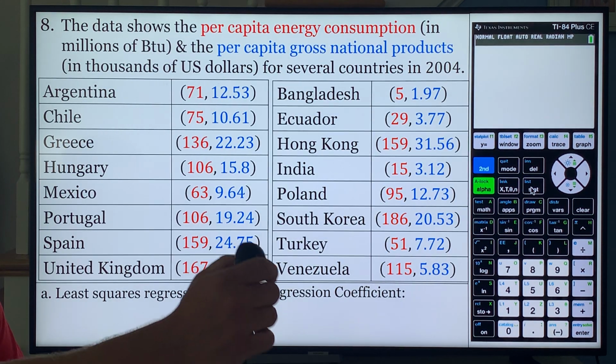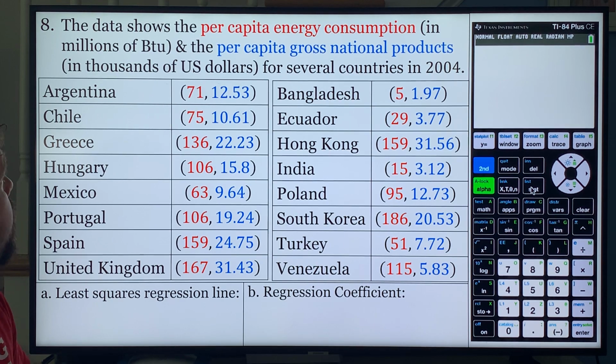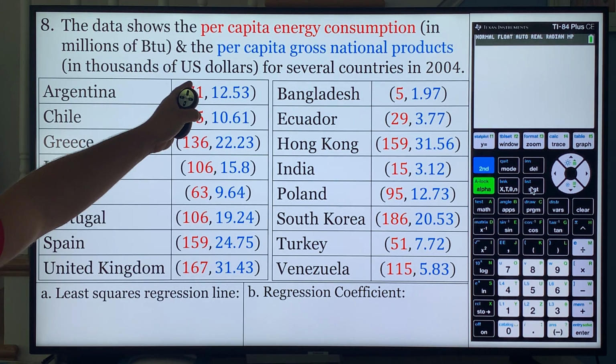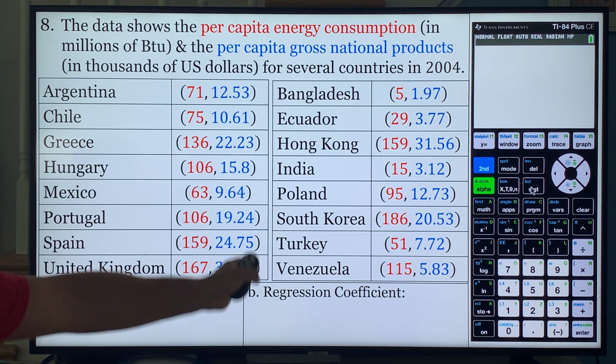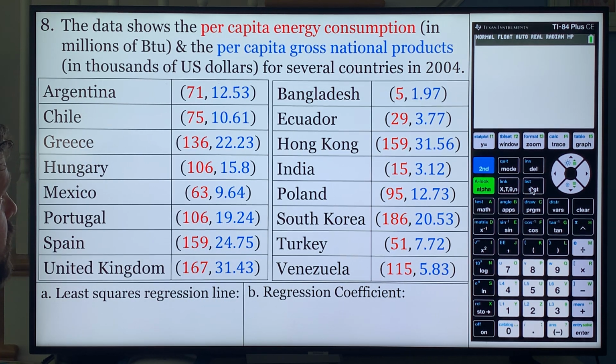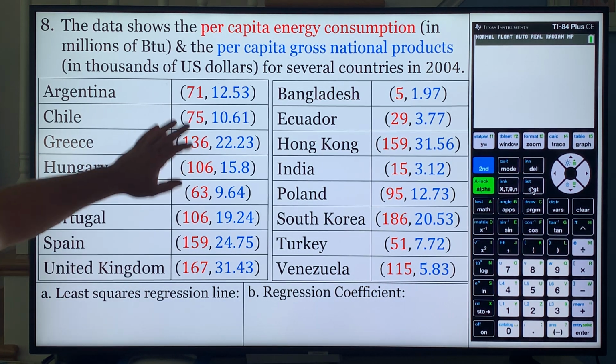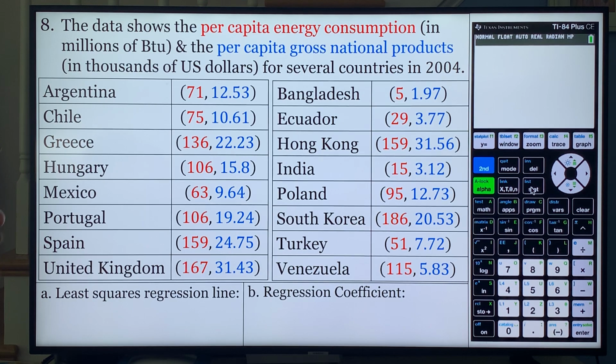All right, now we're going to take it up a big level here. The data shows per capita energy consumption in billions of BTU and the per capita gross national product in thousands of US dollars for several countries in 2004. These are the countries. So you have how much energy they consume and how much money they make off of national products, okay? So what do you think that means? What do you think happens when you consume more energy? Did you say you should make more national products? Probably. Makes sense, right? All right, so type in your calculator. What's our L1?